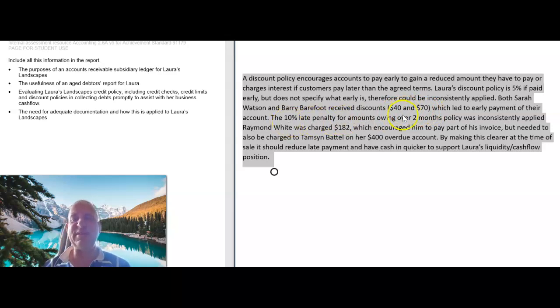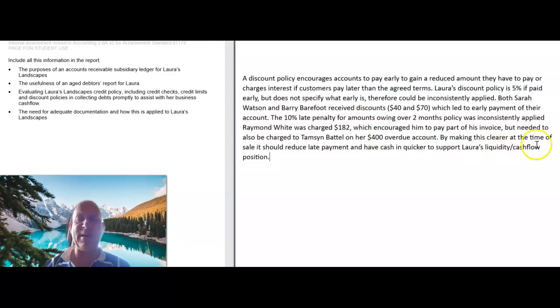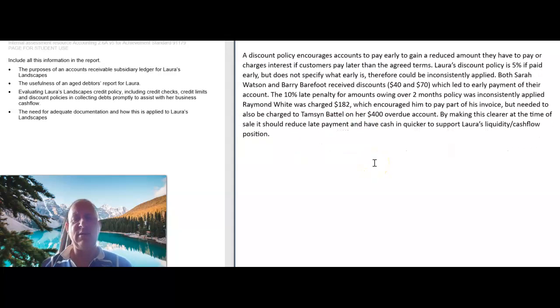And the other part is that there was a 10% penalty for late amounts owing for 2 months over. And evaluate, is that happening or not? So it did happen. We charged Raymond White, but we didn't charge Tamsin Patel on hers, and nor did we charge Penelope Broker, and she became a bad debt. So we say what is happening, how it's been applied, is it good or not? And then some evaluation: by making this clearer at the time of sale, it should reduce the late payment and have cash in quicker to support the liquidity and cash flow. So liquidity and cash flow is needed for the merit and excellence part. Right, so press pause, read through, and type this out into your work.